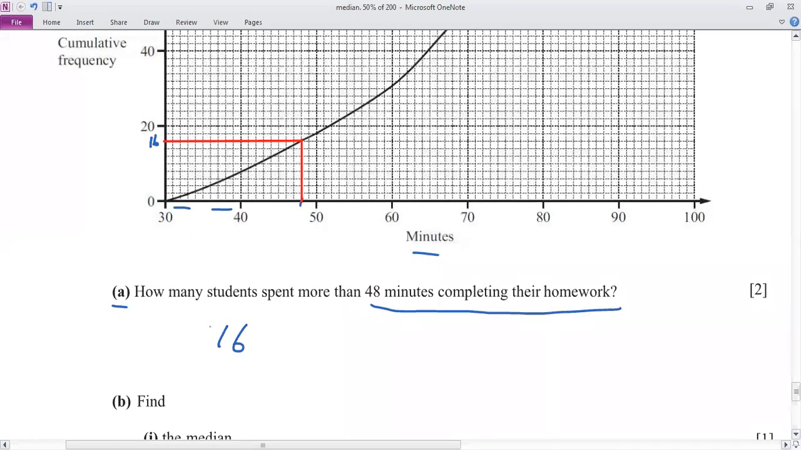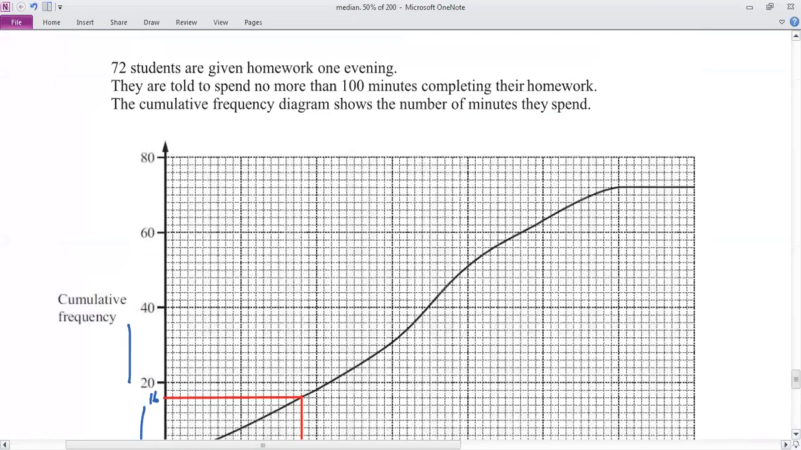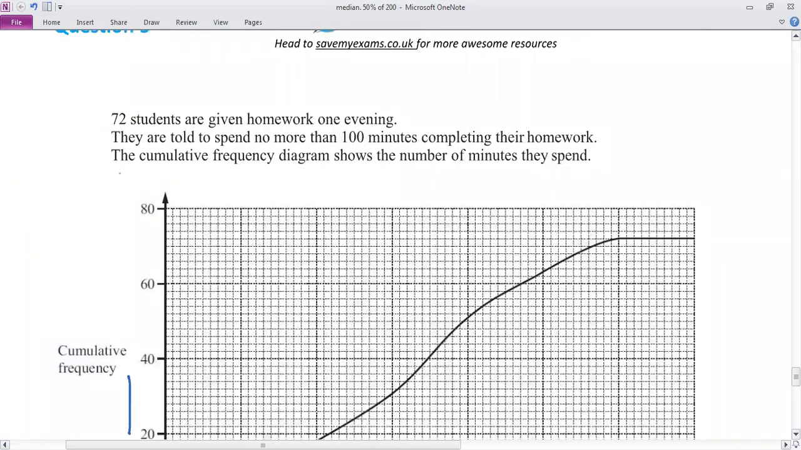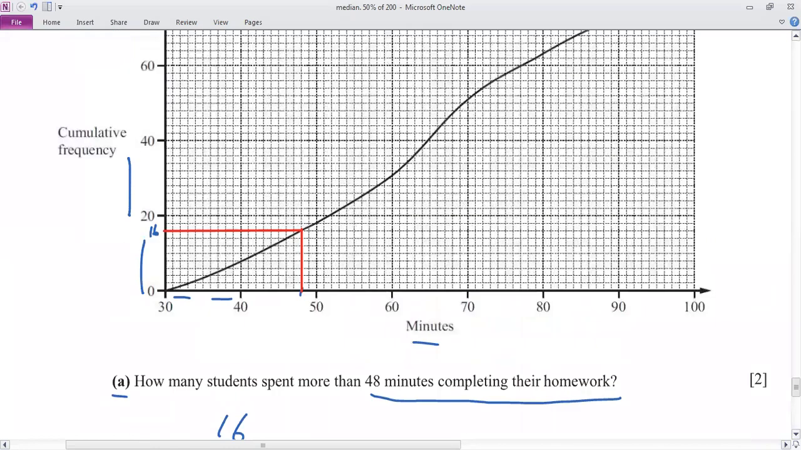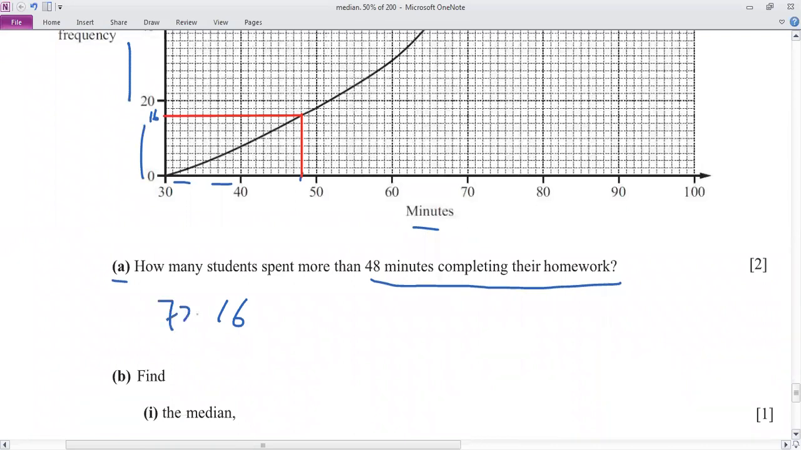who spend, how many students spend more than 40? Oh, no, sorry, more than 48. It means all above that are more, or below that are less. So you will do total minus 16. Total are 72, because the question is saying 72 are total. Don't go to this number. You can see even the curve is stopping at 72. So total are 72. Okay. So it will be 72 minus 16. What will be the answer? Please let me know.